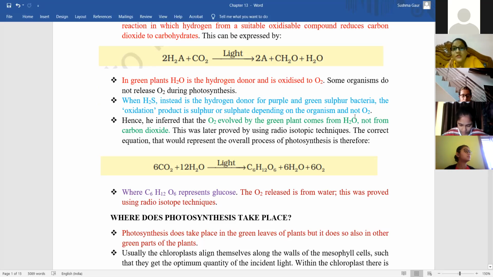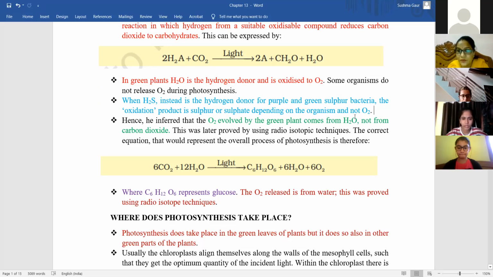So suppose a question is given, there is a reaction in which the water is acting as a hydrogen donor, then what will be the result? Then you have to answer that water gets oxidized to form oxygen. But in case of purple and green sulfur bacteria, in place of water, H2S acts as a hydrogen donor. Therefore, the oxidation of H2S results in formation of sulfur or sulfate instead of oxygen.